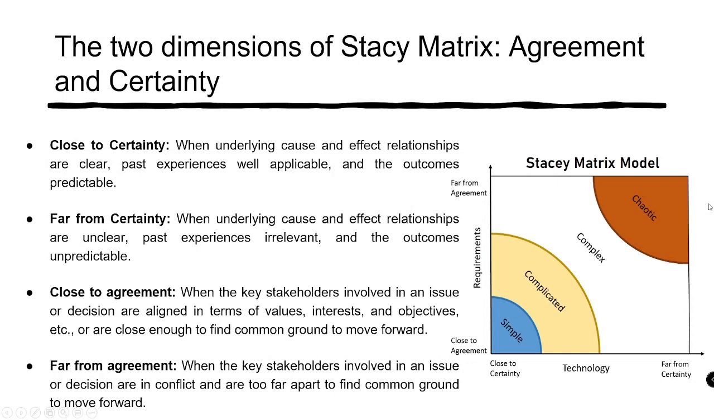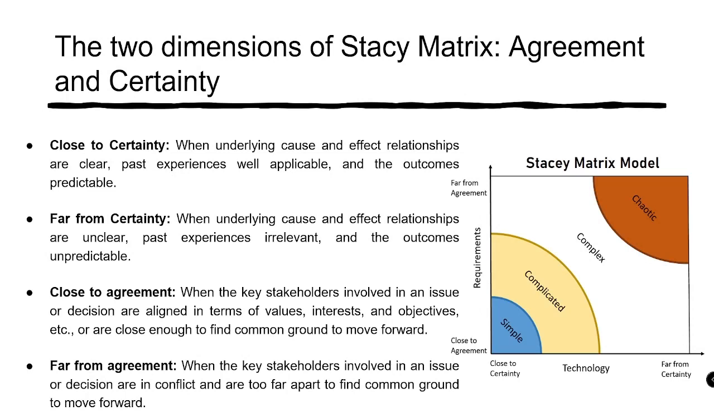In Stacy Matrix, there are two dimensions, agreement and certainty. Close to certainty is when underlying cause and effect relationships are clear, past experiences well applicable, and the outcomes predictable. Far from certainty is when underlying cause and effect relationships are unclear, past experiences irrelevant, and the outcomes are unpredictable.